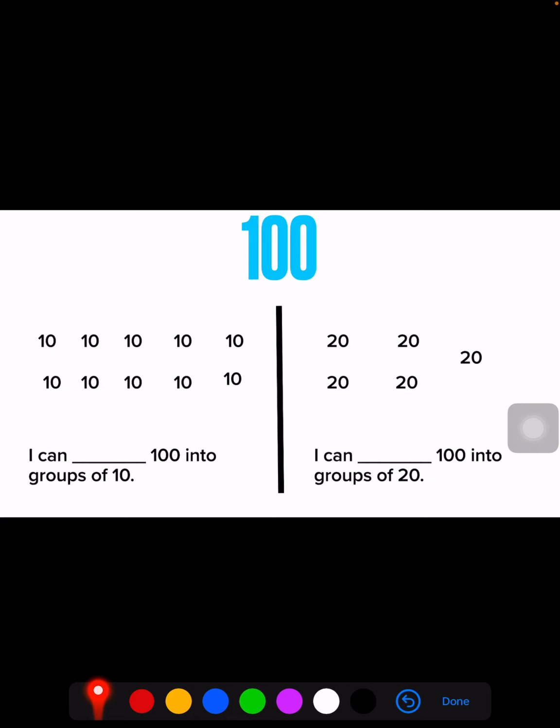Let's look at the next example. Do you think that they composed or decomposed the number 100 in this example? It says at the bottom, I can blank 100 into groups of 10. Ooh, I know that either compose or decompose, one of those, you take a big number and you chunk it into smaller pieces. Which one was that though?